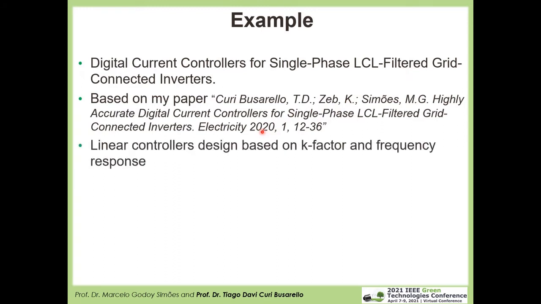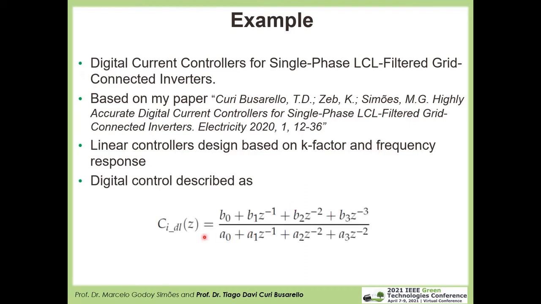Our controllers are linear, and they are designed based on the frequency response approach. At the end, we need to have a digital controller described by the following transfer function. This is a transfer function in the Z domain, and what we need to compute are the coefficients of this transfer function. Depending on the order of our digital controller, some of these coefficients may be zero, and again, the controller is designed when we have all the values of this transfer function.